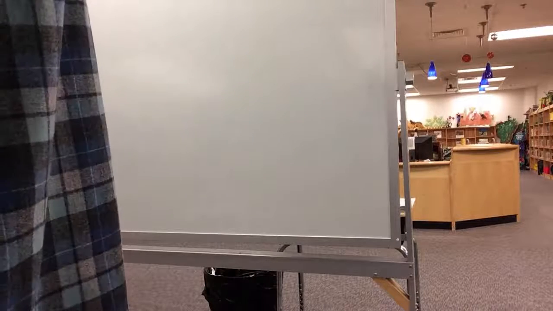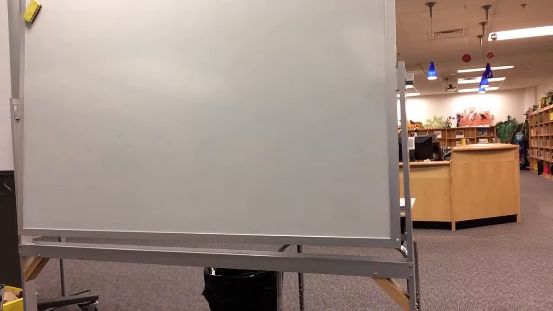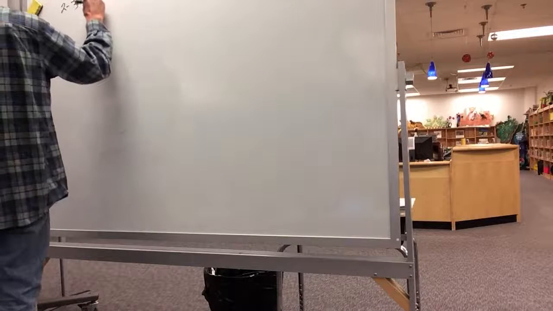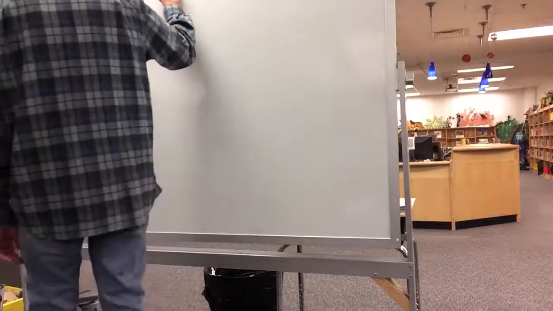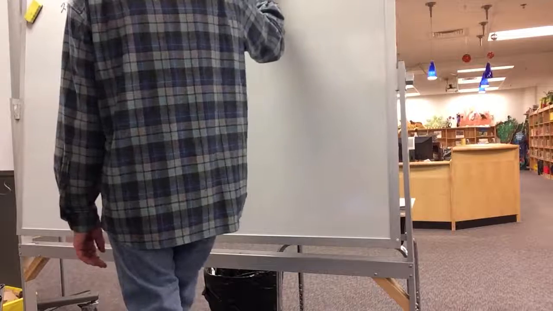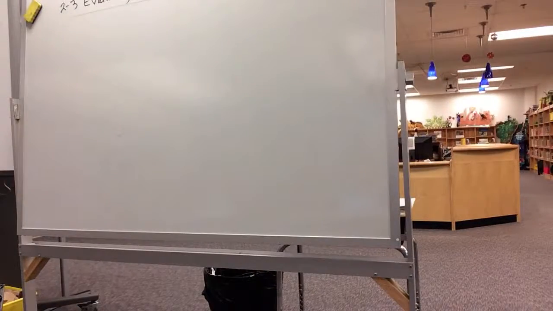All right, so this next lesson is 2-3. It's called Evaluating Algebraic Expressions. So evaluating means that we're going to come up with answers to algebraic expressions. So that means we take an algebraic expression and we throw an equal sign on the end and we come up with what it's equal to.